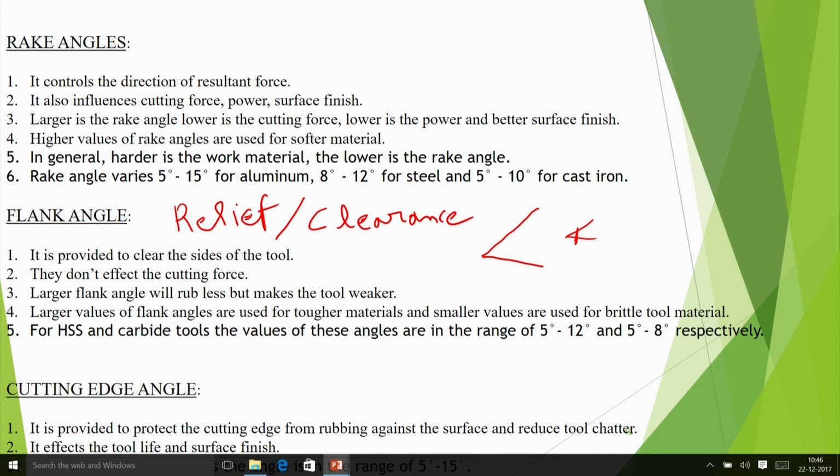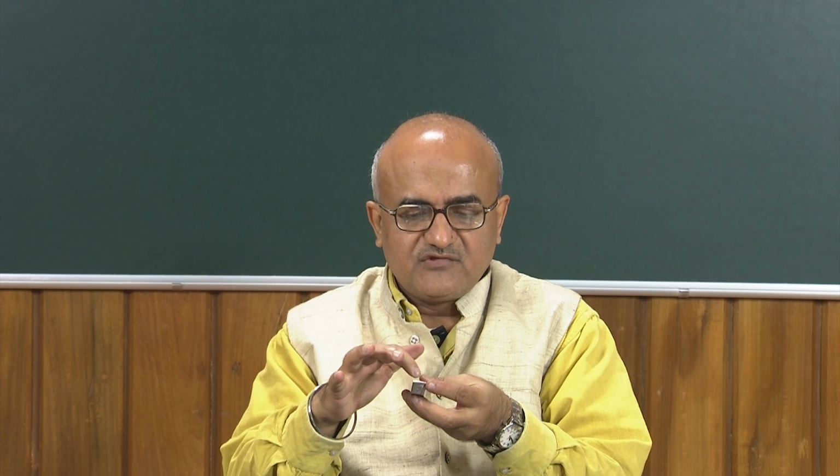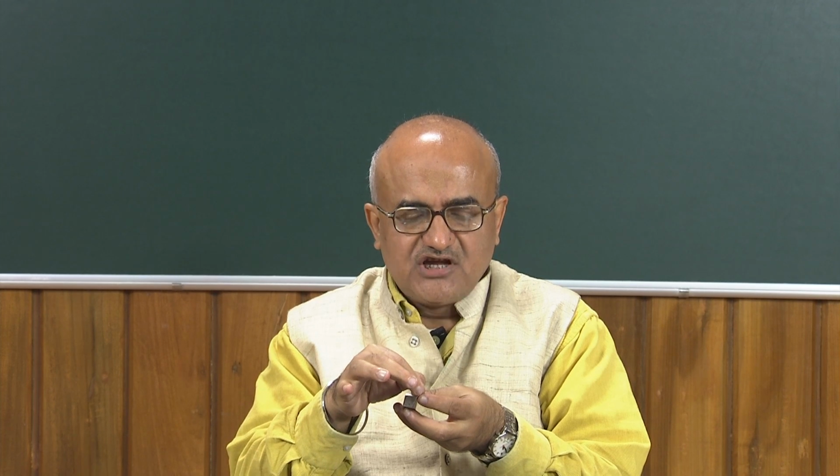And cutting edge angle is provided to protect the cutting edge from rubbing against the surface, and it reduces the tool chatter. Chatter means self-excited vibrations. It affects the tool life and surface finish. If you make a straight cut like this, then less area is there, more temperature increase will be there. But if I do oblique cutting, then more surface area is there, temperature generation may be less, and it is very convenient. So cutting edge angle is also important.